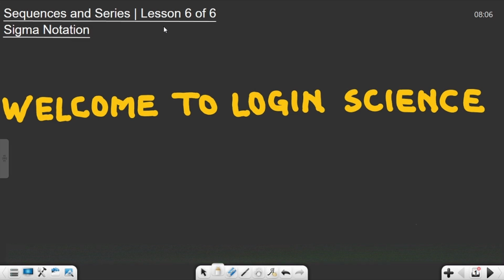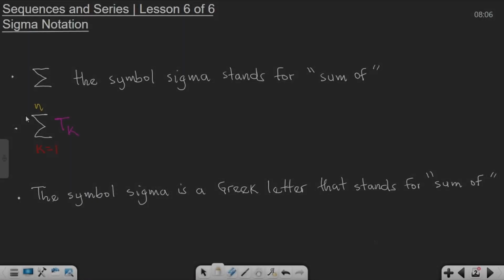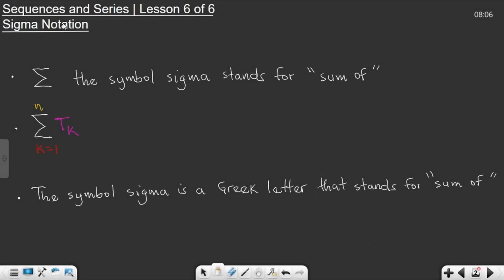Okay, let's start with our lesson of today. Today's lesson is on sigma notation. This is the sigma symbol. The sigma symbol stands for sum of. So this is the symbol.